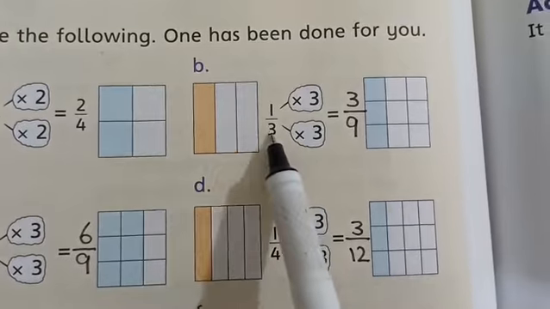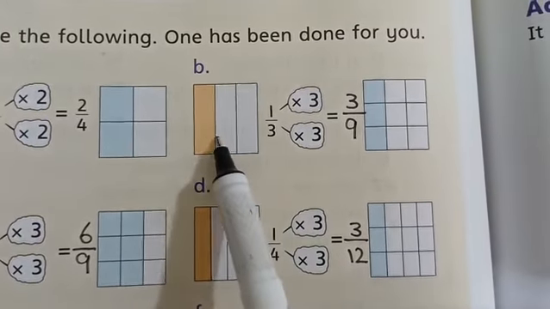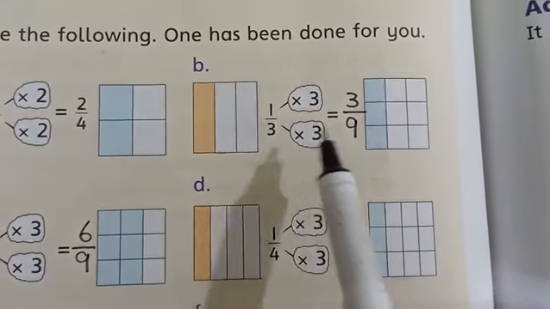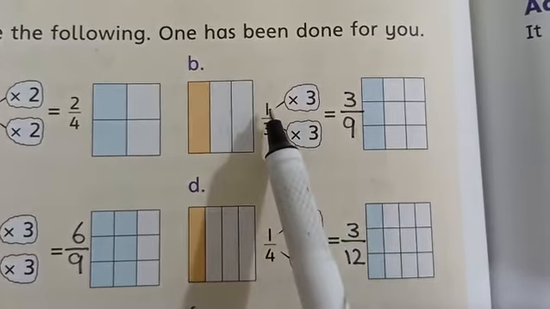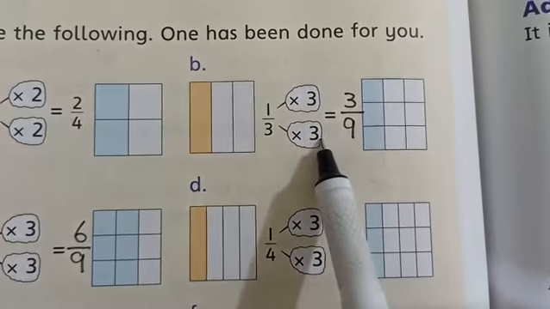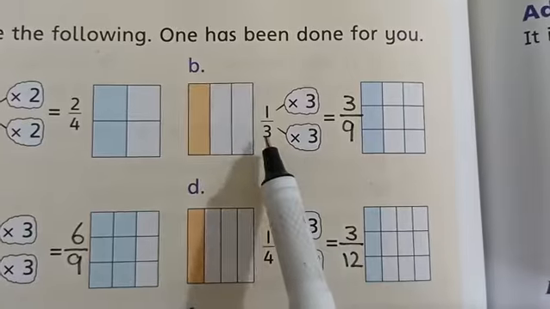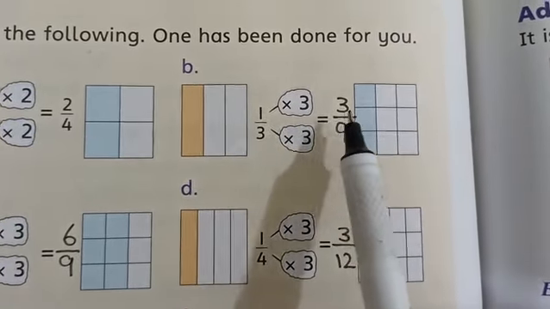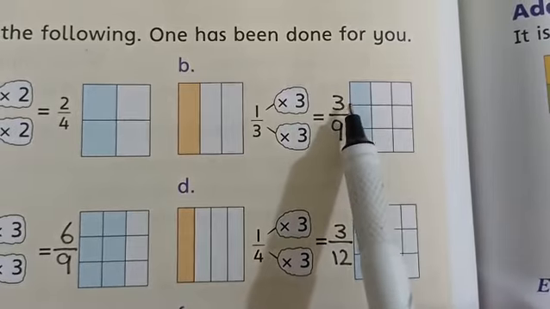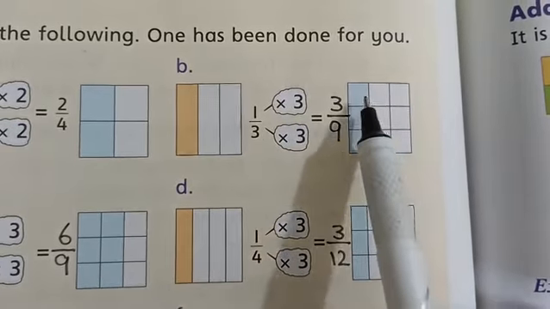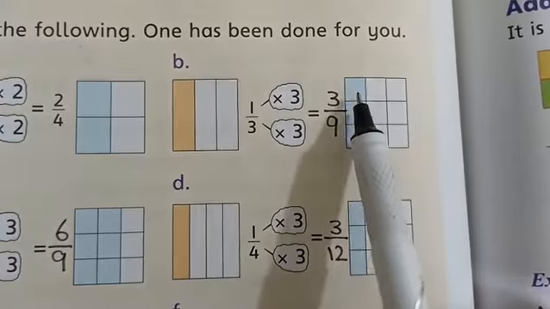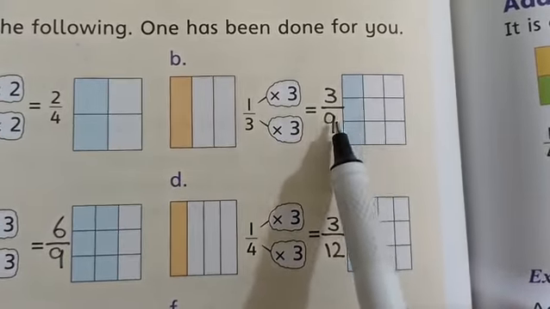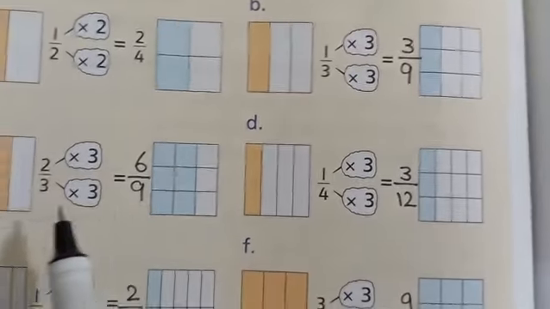Next we have 1 by 3. Total parts are 3 and how many shaded part? It is 1. Now we multiply numerator and denominator with the same number 3. How many total parts? 3 multiplied by 3, 3 3s are 9 and we have to color. Look at this, shaded parts are 3, 1 3s are 3. Total parts are 9 and how many shaded parts? 1, 2, 3. Shaded part is 3 by 9.